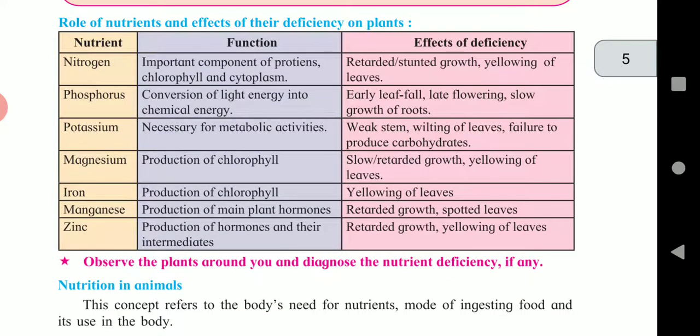Next one, manganese. It is used in production of main plant hormones. Its deficiency results in retarded growth and spotted leaves. And the last one is zinc. It helps in production of hormones and their intermediates. Deficiency of zinc results in retarded growth and yellowing of leaves of plants.